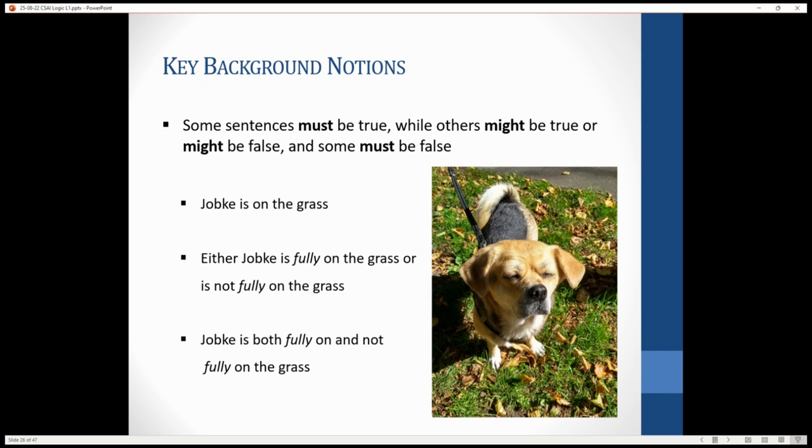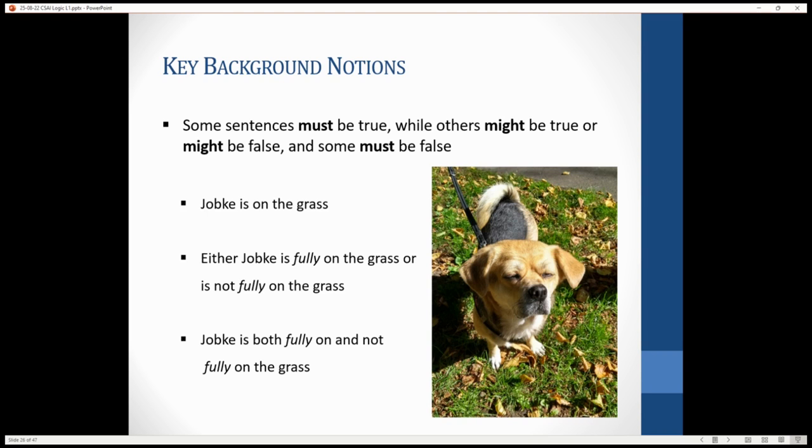Yes? If she's not on the grass at all, would that fall under not fully on the grass? Yeah. So again, we're reading fully here as entirely. There's no part of her that's not. Something like that. Again, can we see how the structure here looks like it's going to guarantee it's got to be one way or the other?